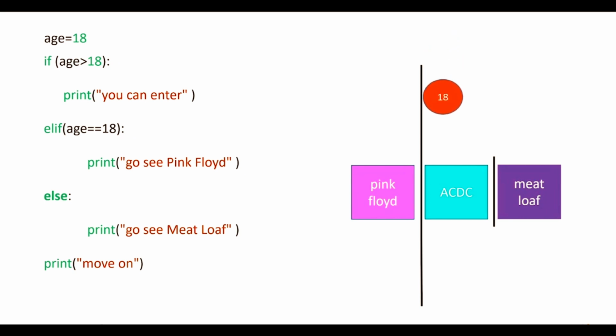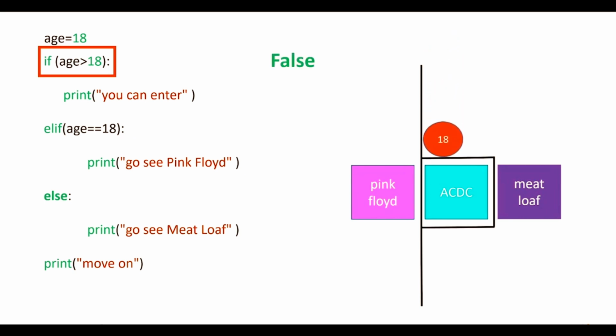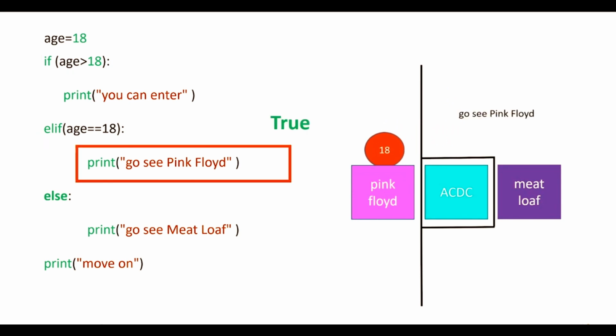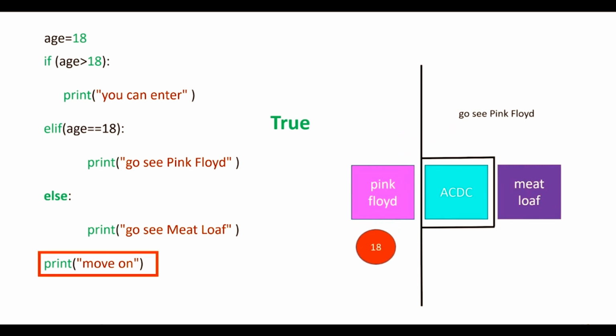An 18-year-old enters. They are not older than 18 years of age. Therefore, the condition is false. So the condition of the Elif statement is checked. The condition is true. So then we would print, go see Pink Floyd. Then we would move on, as before.